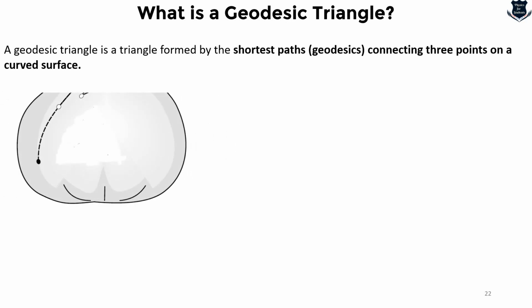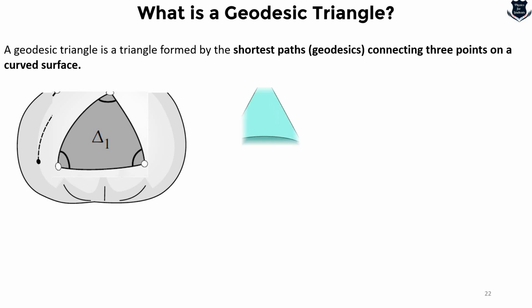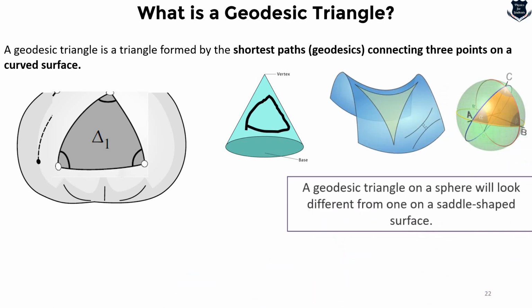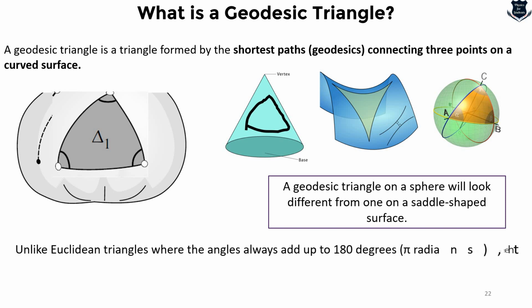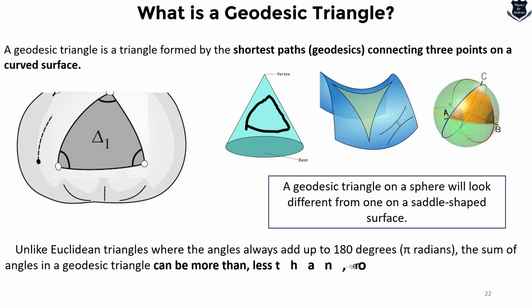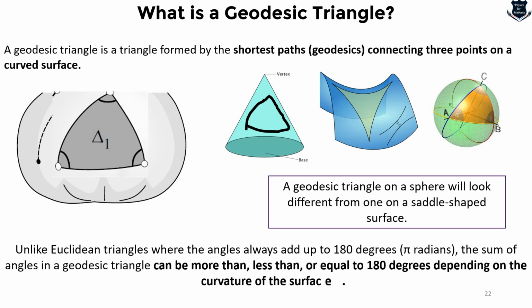So if I take this kind of surface, which is a zoomed version of the earlier one, the geodesic triangle will look like this. I've just copied and pasted over it, right? Now the geodesic triangle for different shapes will be different. For a cone, the geodesic triangle will be something like this. For a hyperbolic saddle shape, it will be something like this, and for a sphere it will be this. So the ultimate point is that unlike Euclidean triangles, where the angles always add up to 180 degrees, the sum of angles in a geodesic triangle can be more or less than 180 degrees, because it depends on what type of manifold or surface you are taking.